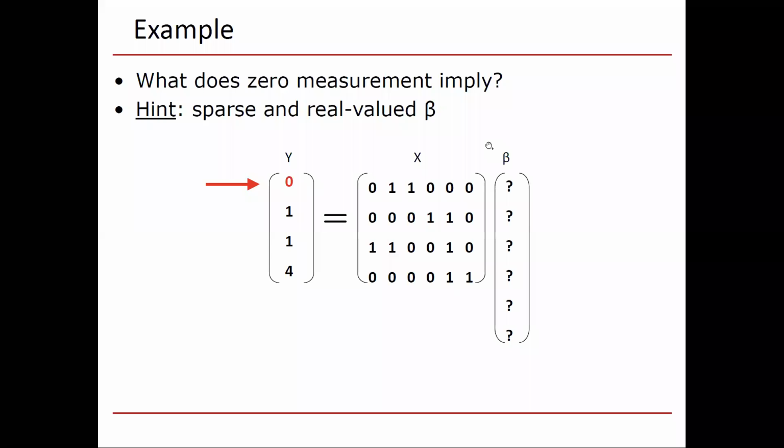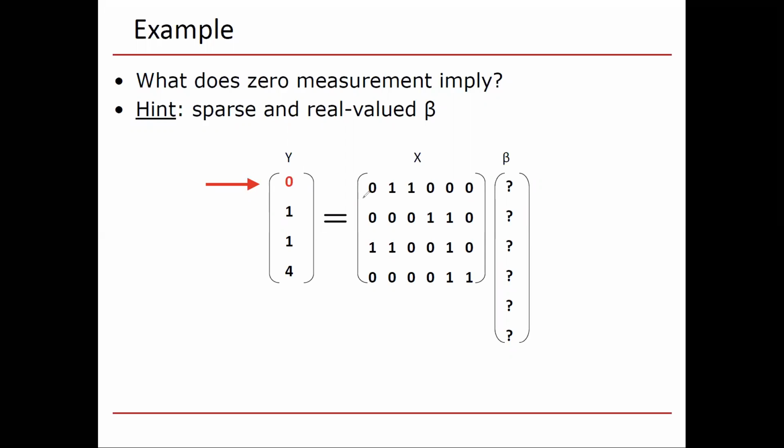So how do we do that? Let's look at this first measurement, which we're pointing to with the red arrow. It's a 0. And 0 measurements are helpful. It'll turn out that for these types of problems, sparse beta, with these matrices that are binary, 1s and 0s, oftentimes we're going to have a 0 measurement. And what does it mean that we have a 0 measurement? So let's think about this carefully.